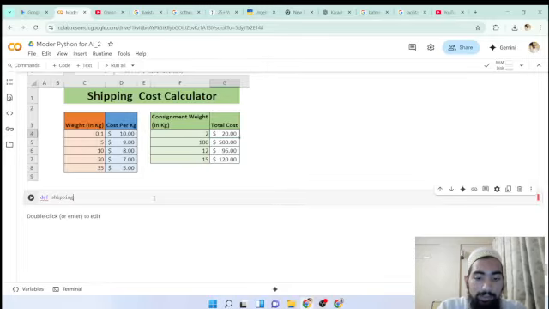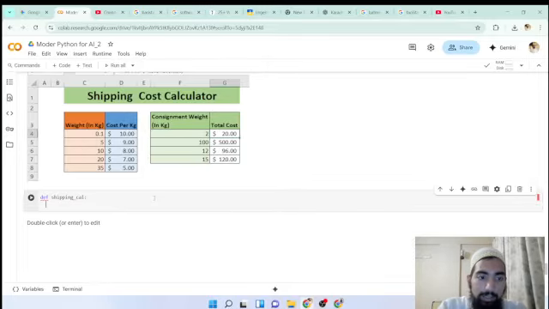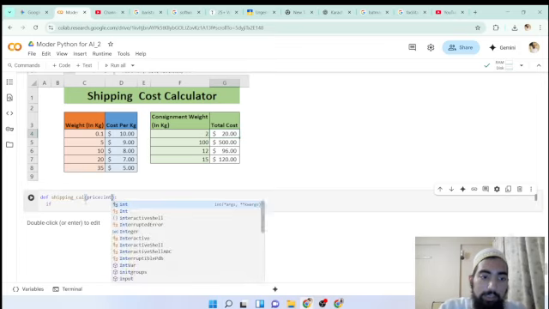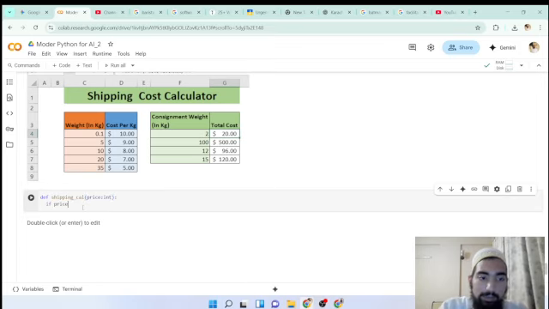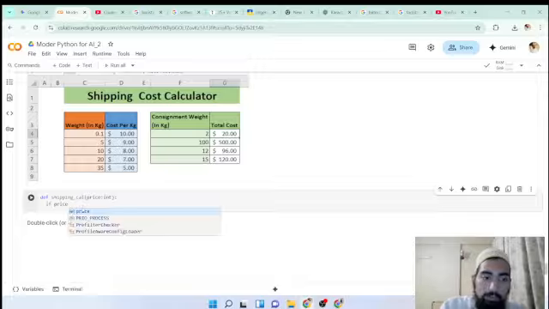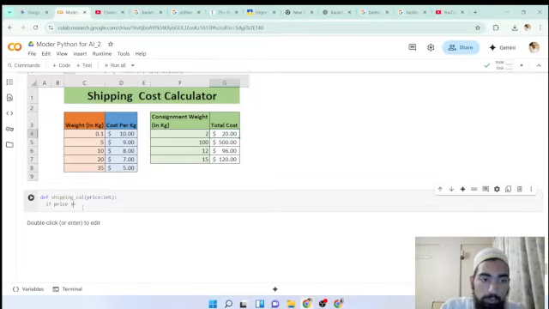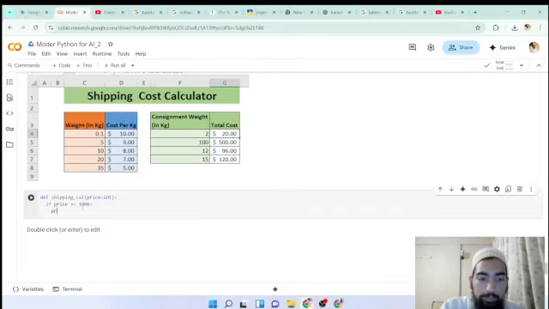Shipping calculator. It will be passed the price of the product as an integer value. You can say if price is more than or equal to 1,000, then print free shipping.